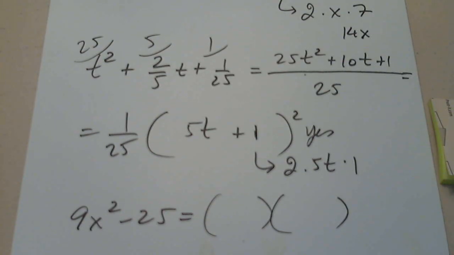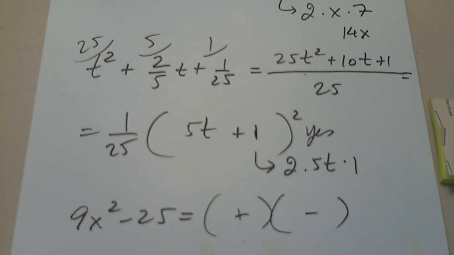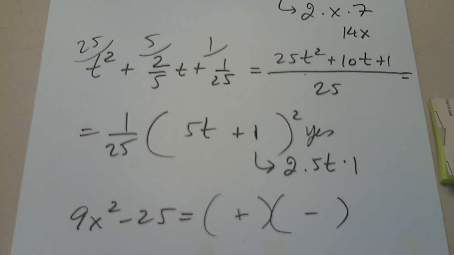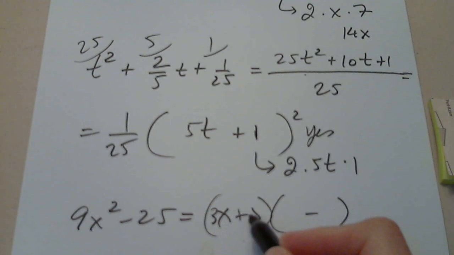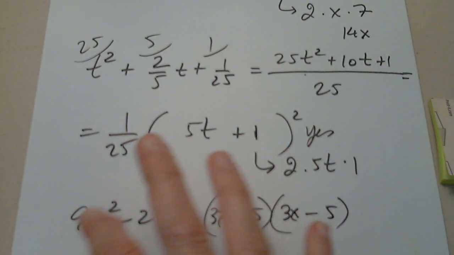If it's a difference of squares, I know I have to have the same thing. One with plus in between and one with minus in between. That's it. So what do you recommend? What do I square to get 9x squared? And what do I square? 3x and 5. Very good. This squared minus this squared.